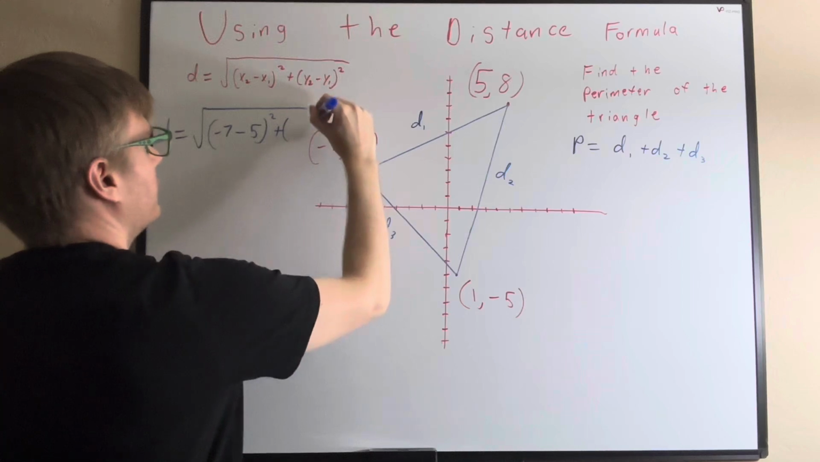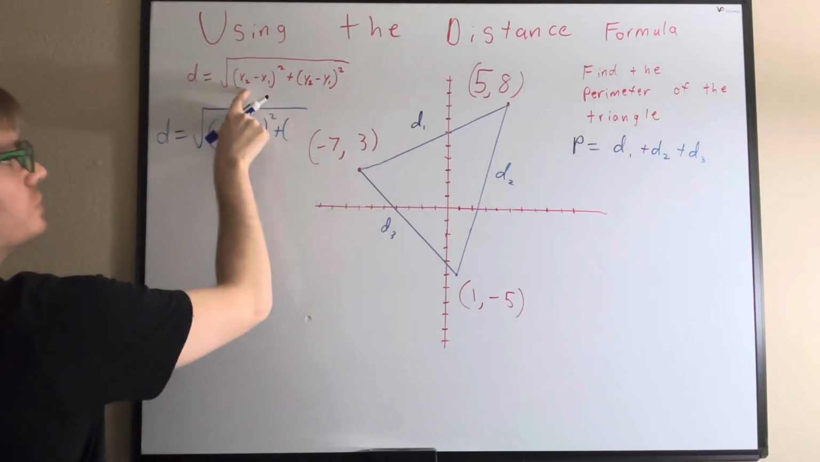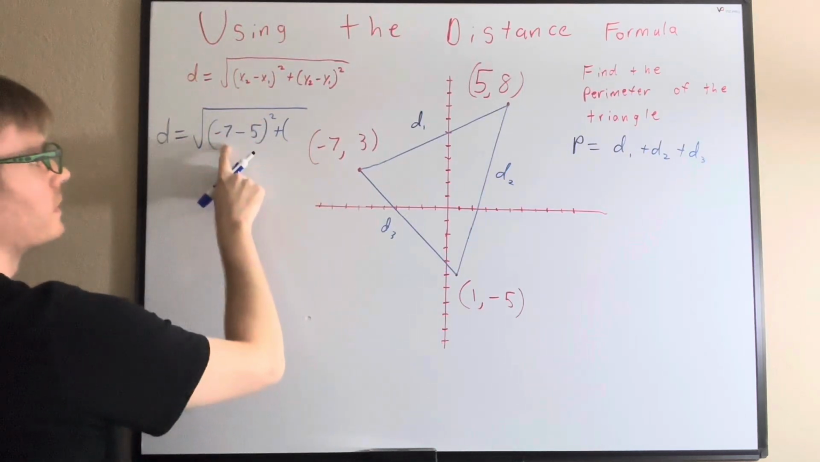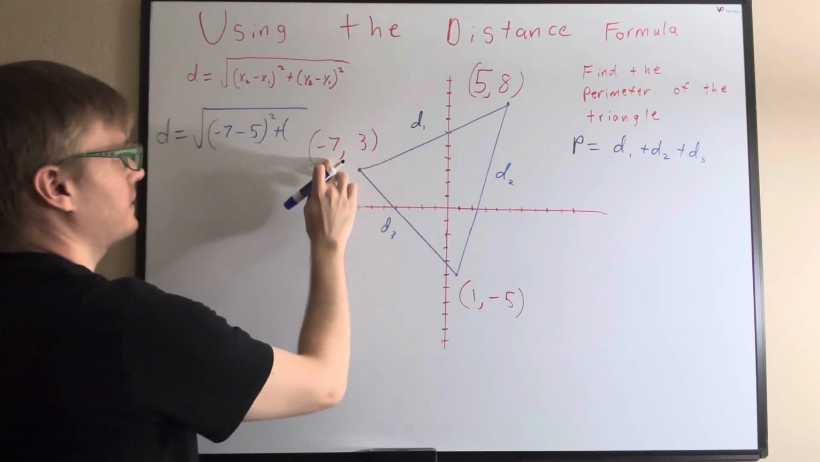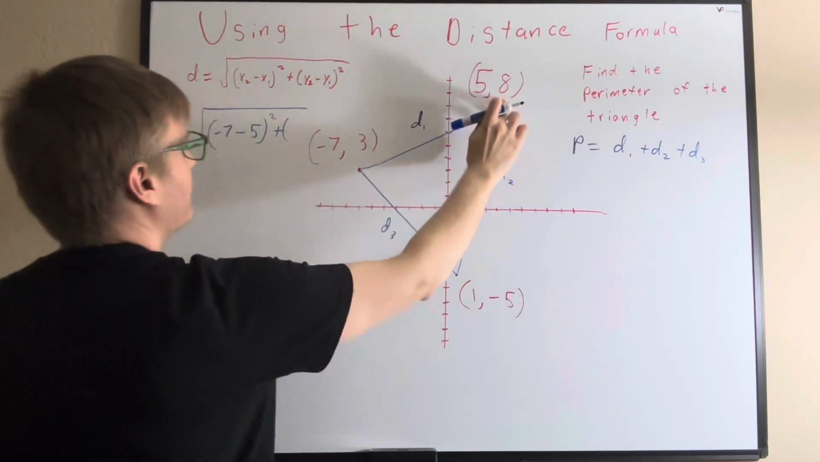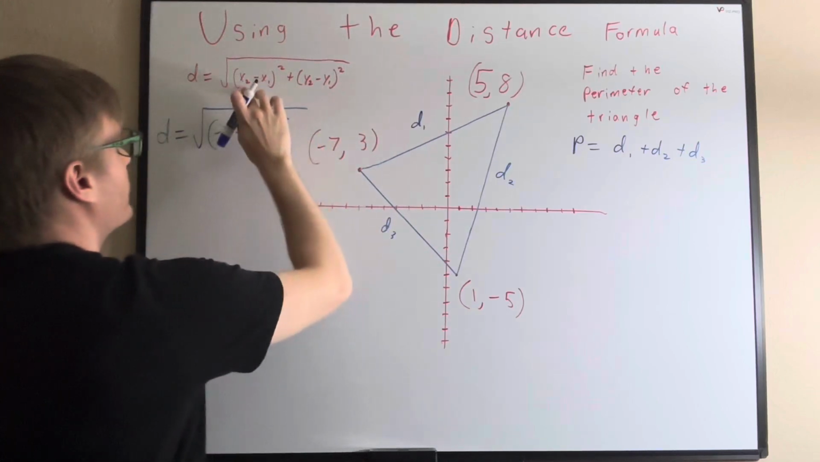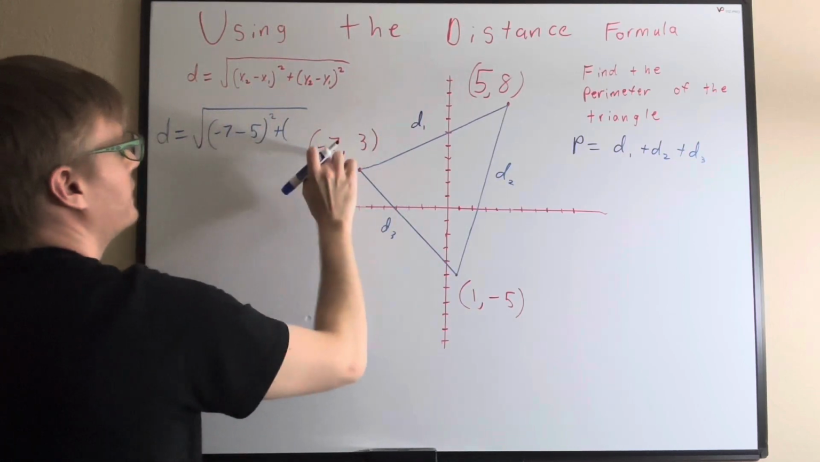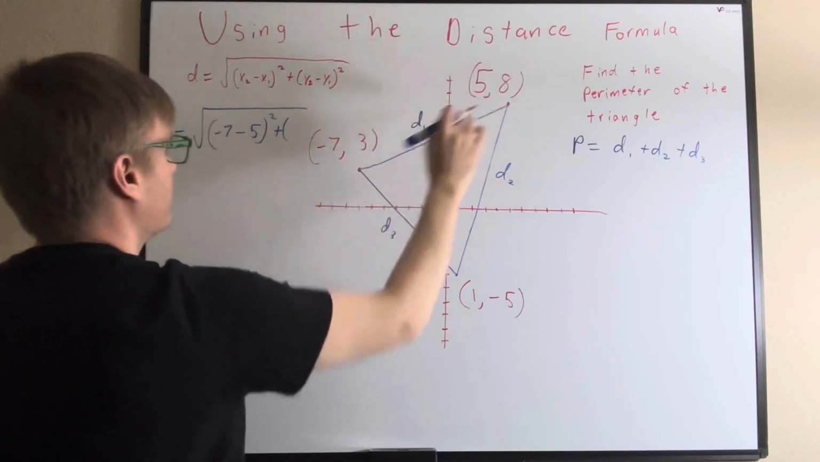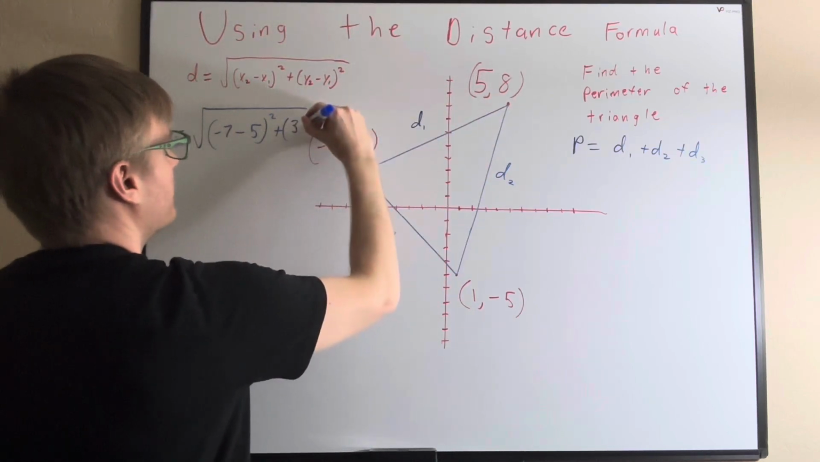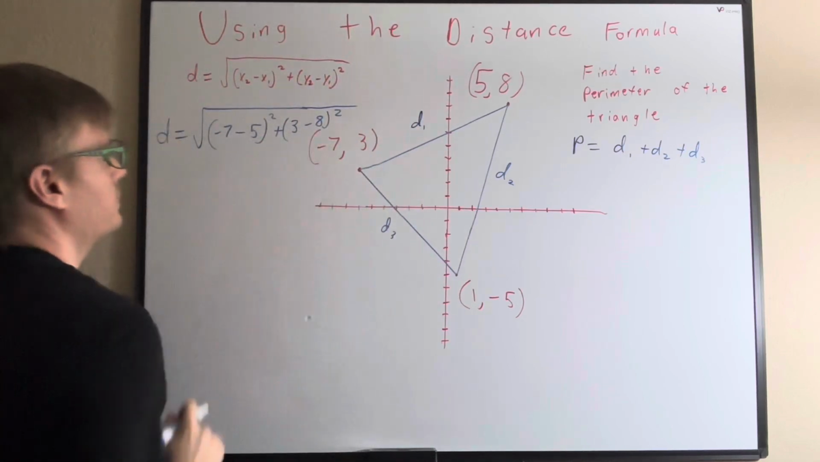Now, this really does matter. Whichever one you've chosen to be x2, now y2 has to be the y value associated with that x2. That is very important. You don't want to mix them up and say, oh, now it's 8 minus 3. No, we started with -7, so that's the x2. So the y2 must be 3, not 8. So 3 minus 8 squared. Ran out of room there.